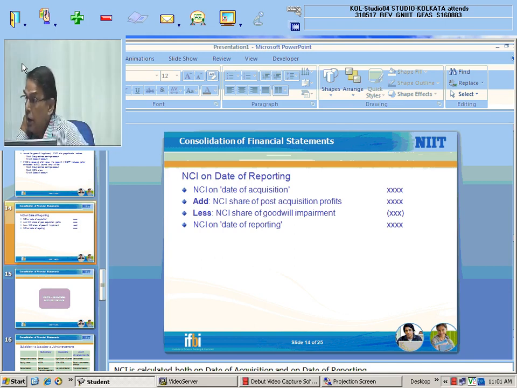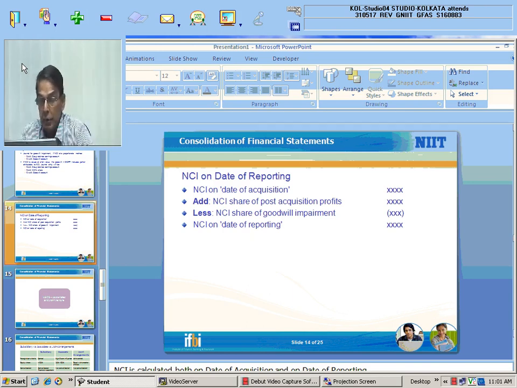NCI as on the date of acquisition, whatever number is there, add NCI's share of the post-acquisition profit. It will be added to the NCI number for the date of acquisition, then it will be reduced by NCI's share of the goodwill impairment, which will happen when NCI is measured at fair value, and then we arrive at what is called NCI on the date of reporting.